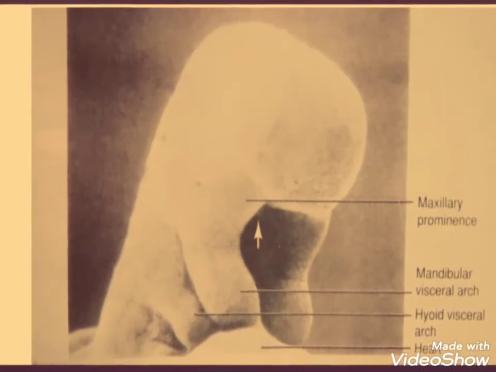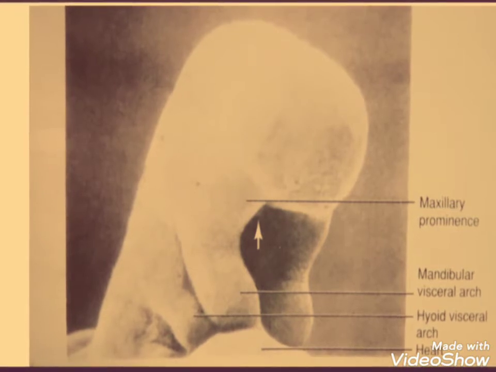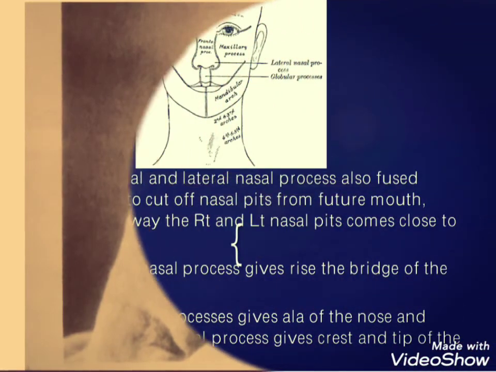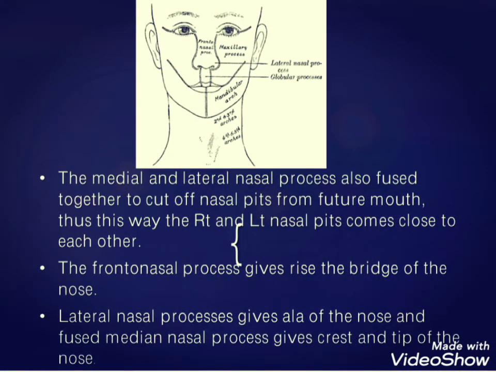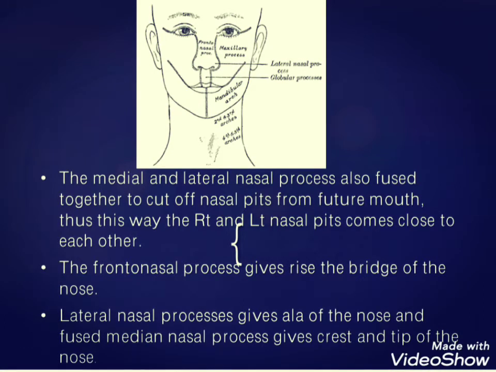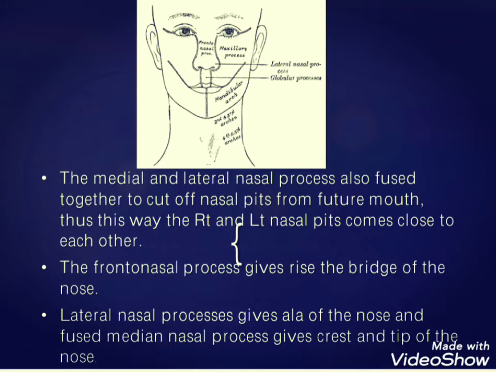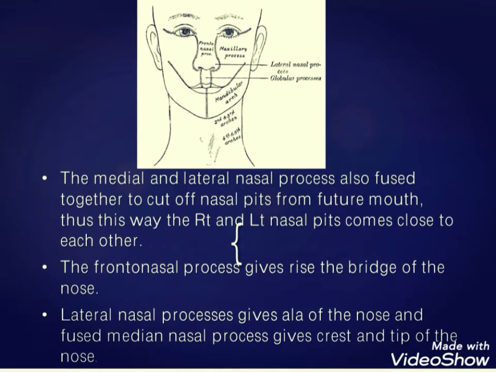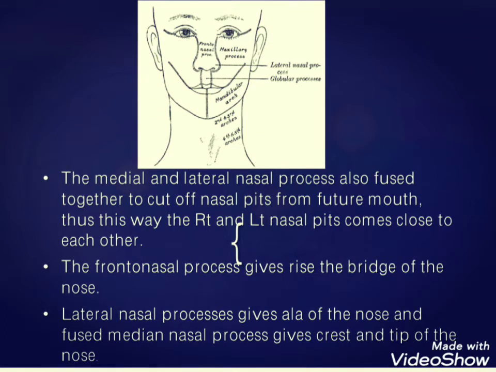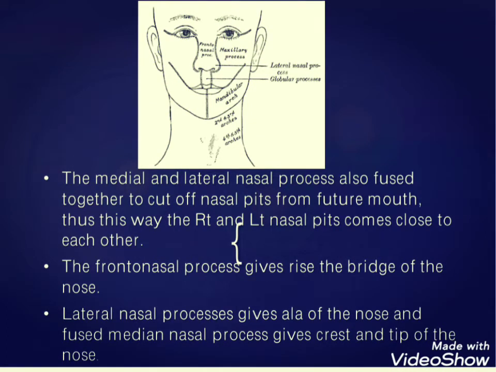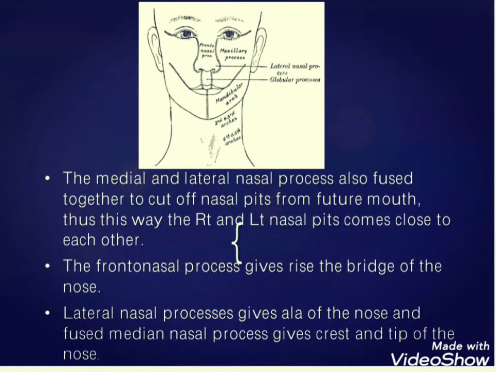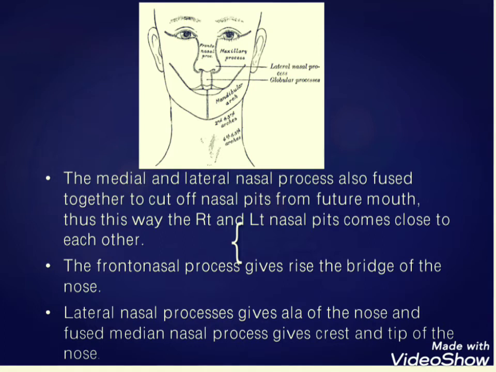This is a real specimen of a fetus which shows the maxillary prominence, mandibular prominence, the head prominence and cardiac swelling. The median and lateral nasal processes also fuse together to cut off the nasal pits from the future mouth. Thus, the right and left nasal pits come close to each other. The frontonasal process gives rise to the bridge of the nose, and the lateral nasal process gives the ala of the nose, and the fused median nasal process gives rise to the crest and tip of the nose.